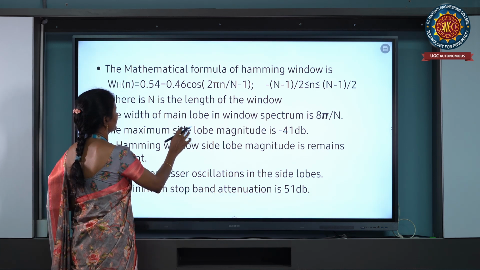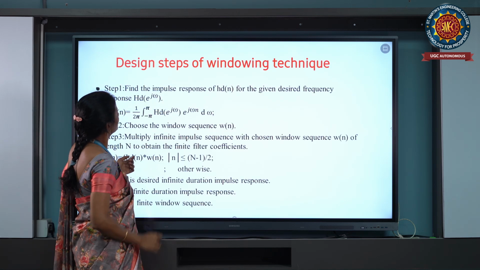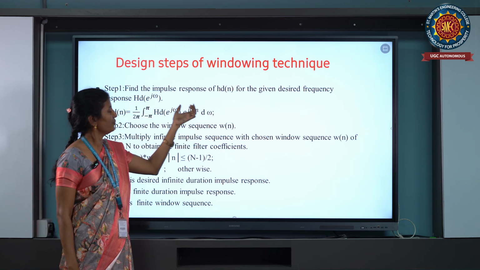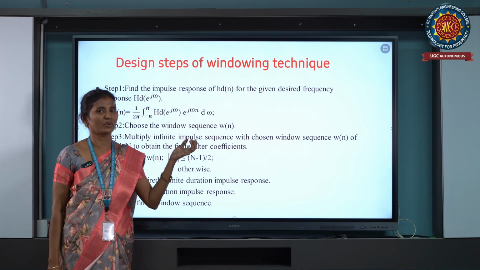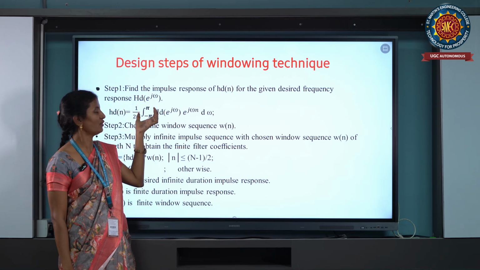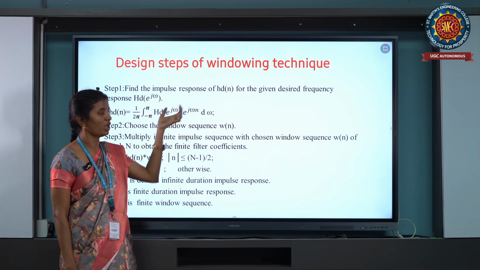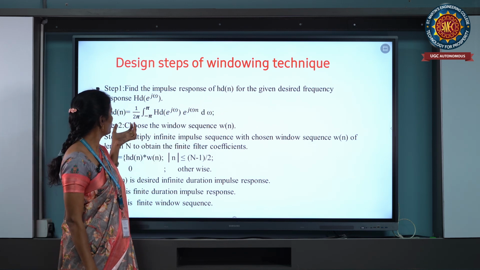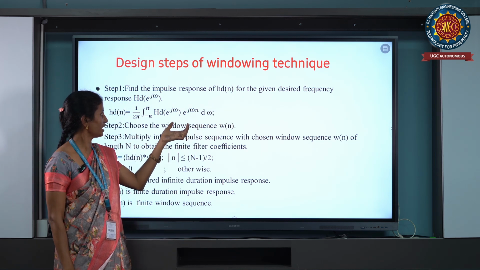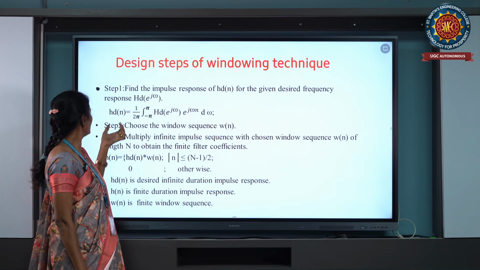We are discussing the design steps for the windowing technique. Step 1 is to find the impulse response h_d(n) by using the frequency response H(e^jω). Before finding h_d(n), we have to apply the inverse Fourier transform to the frequency response H(e^jω). Then we get the desired impulse response.